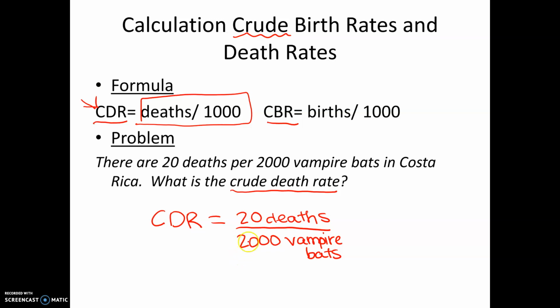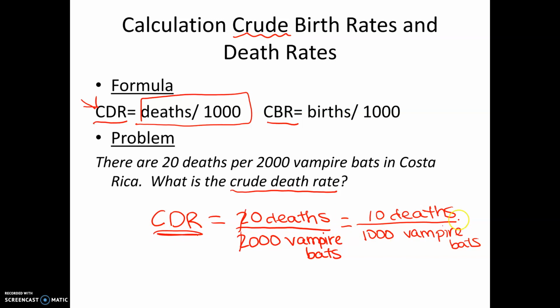So if we were to do this, we'd have 20 and 2,000. We can simplify this into 10 deaths per 1,000 vampire bats. Okay, so that's one way of doing that, and that is definitely CDR.